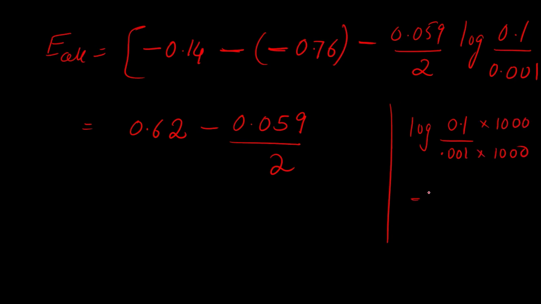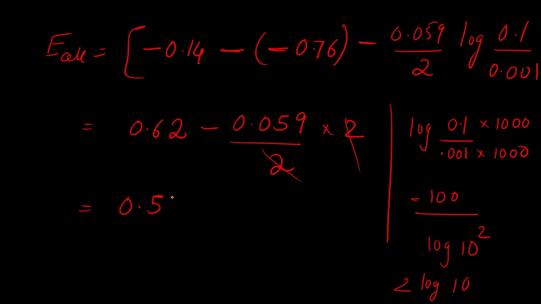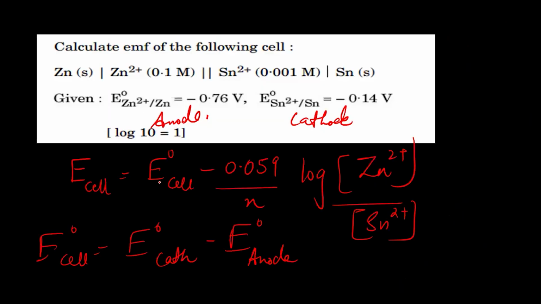So you'll be getting 100 here divided by 1, right? Nothing here. So 100. Log 100 means 10 square, that is 2 log 10. Log 10 is 1. So the value will be 2 here. So 2 cancel, you will be getting the value of 0.561 volt. Okay, so you must know these two equations, very important equations.